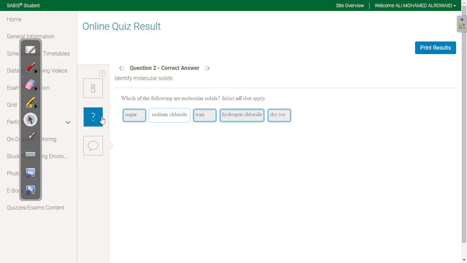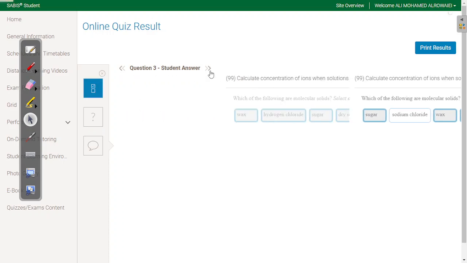Molecular solids are anything that's non-metals. Even if it's a liquid, for some reason it's a molecular solid. Sugar, yes, it's a molecular solid. Sodium chloride, no, it's ionic. Wax is a molecular solid. Hydrogen chloride, even though it's not a solid, it's a gas or a liquid, it still counts, so you choose it. Dry ice is carbon dioxide solidified, so yes.